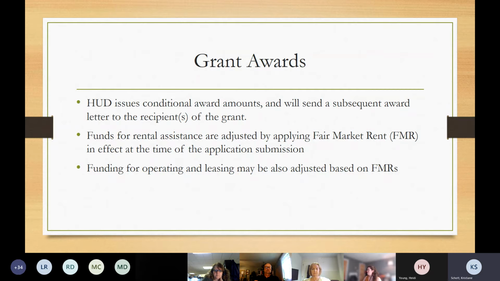We have also seen one or two projects in the last couple of years where fair market rent has gone down in their geographical area, and they have lost a little bit of funding for rental assistance. When that happens, HUD still expects your agency to be able to support the number of households that you submitted in your project application.